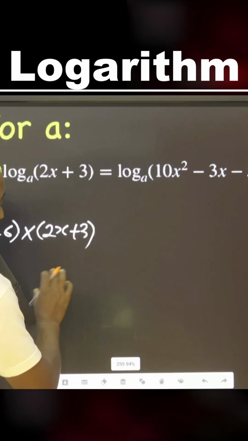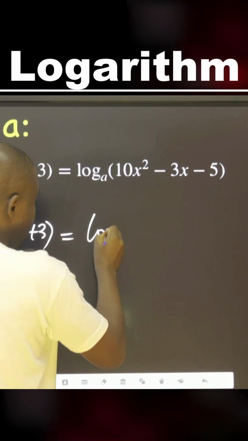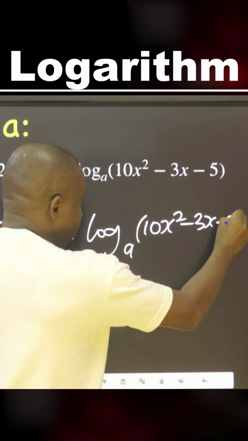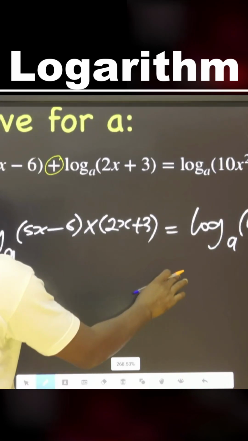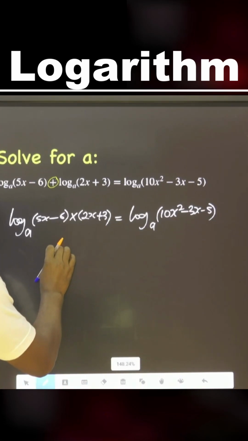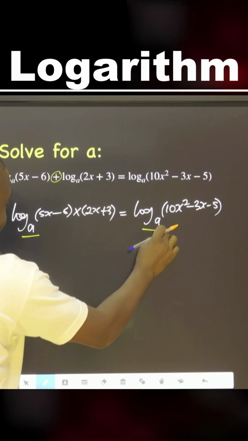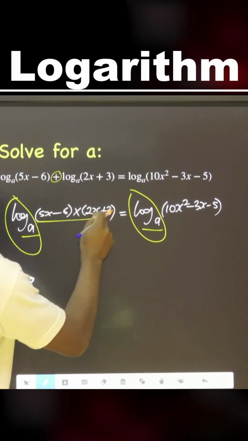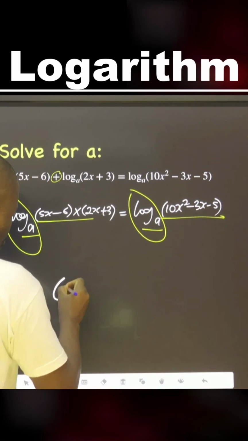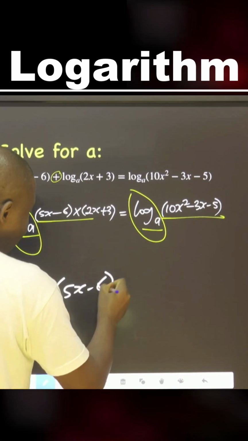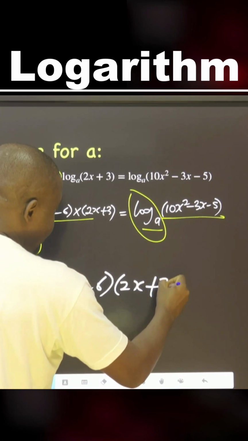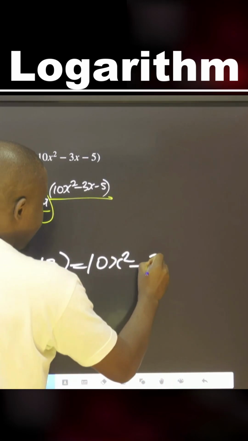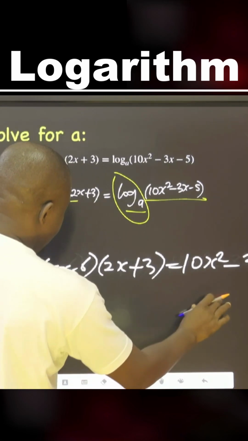Now let's come to this other side. That's equal to... As you can see, this and this are the same. So therefore, this and this can be equated together.